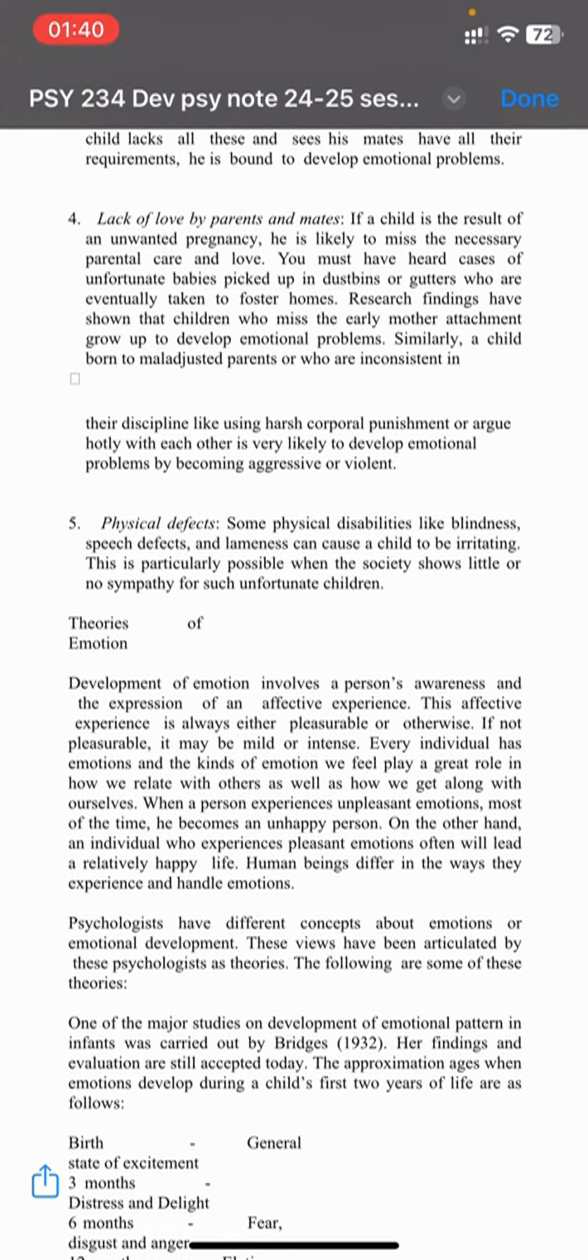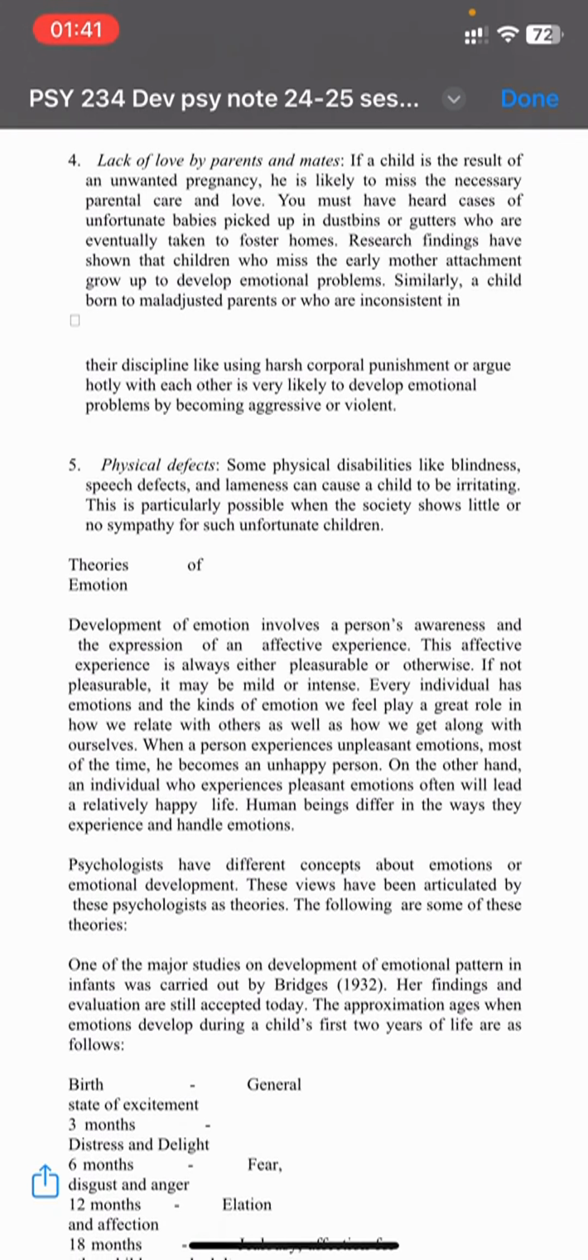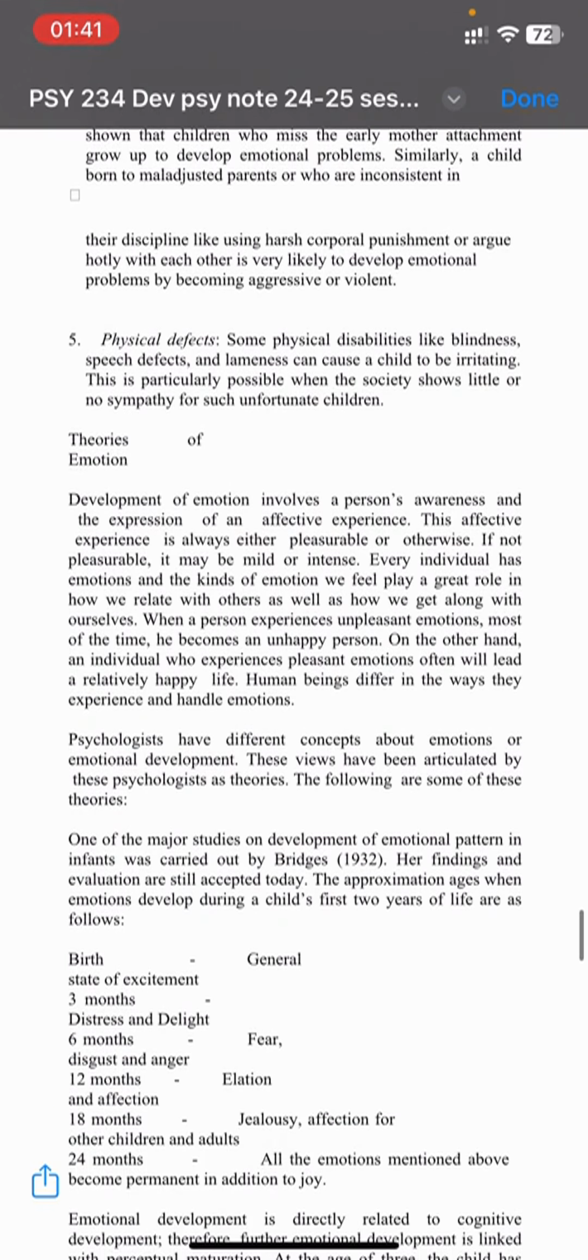Now we're moving on to theories of emotions. Development of emotion involves a person's awareness and the expression of an affective experience. Now, this affective experience is always either pleasurable or otherwise. If not pleasurable, it may be mild or intense. Every individual has emotions, and the kinds of emotions we feel play a great role in how we relate with others. Now, psychologists have different concepts about emotions or emotional development. These views have been articulated by these psychologists as theories. The following are some of these theories.